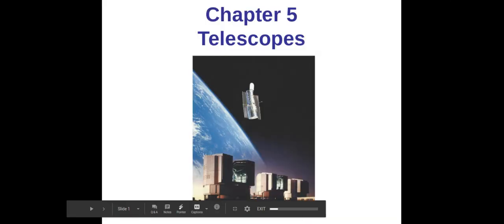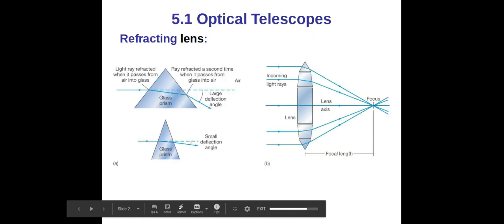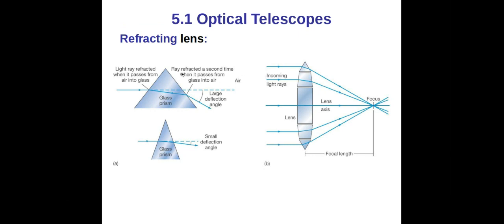Okay, so today we're going to start talking about telescopes. This is the last chapter in the radiation unit. So we have optical telescopes, and this is how a refracting lens works. To refract something basically means to bend it. So a refracting lens bends the light as it's coming through.